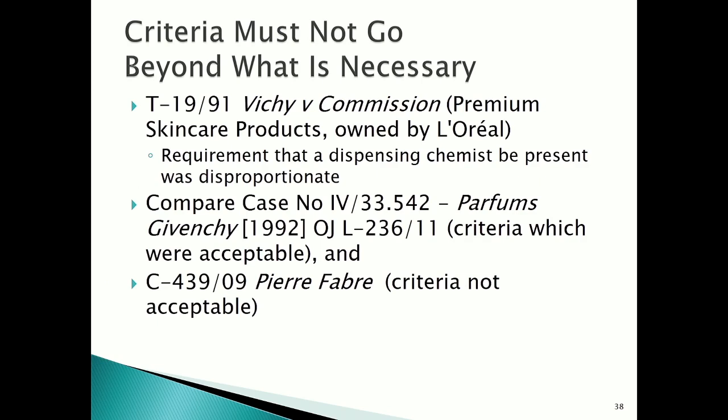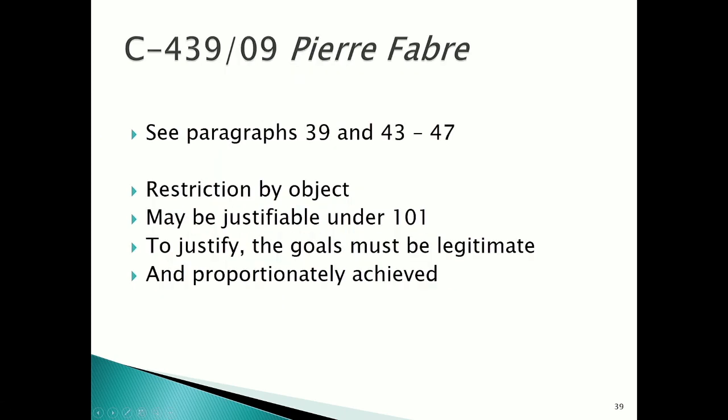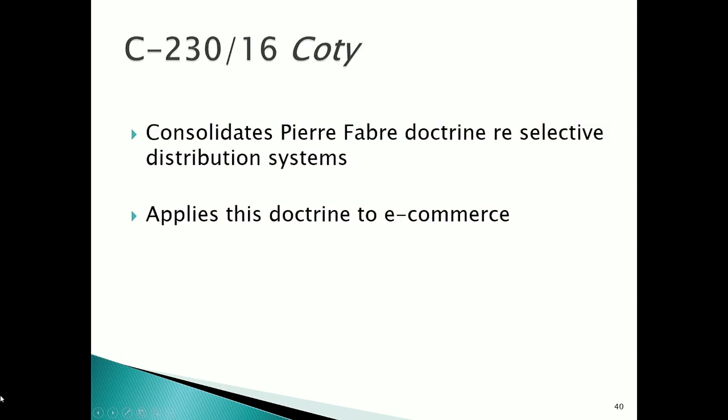Givenchy, that was a high-end perfume. Some criteria were there. You can compare that with Pierre Fabre. Again, high-end cosmetics. Criteria are not acceptable. Okay, the goals must be legitimate and proportionately defined. Now, the Coty case, selective distribution applied to e-commerce, internet commerce. And a couple of cases there.